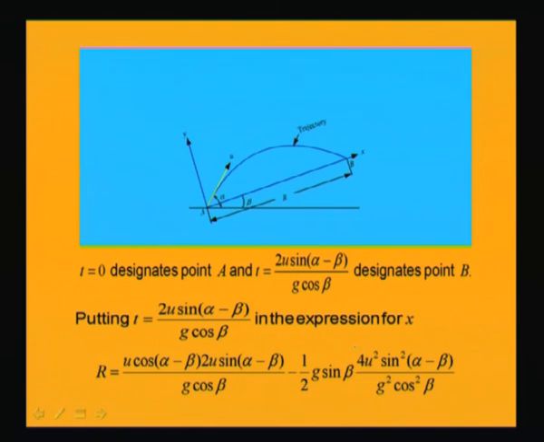Now once we have found time t, we can put this expression in the expression for x, and then we get R = u cos(α − β) into 2u sin(α − β) divided by g cos β, minus ½ g sin β into 4u² sin²(α − β) divided by g² cos² β. So, we get this lengthy expression.